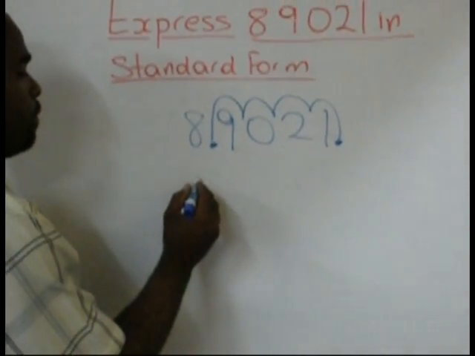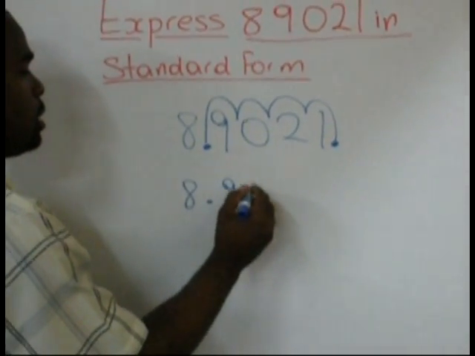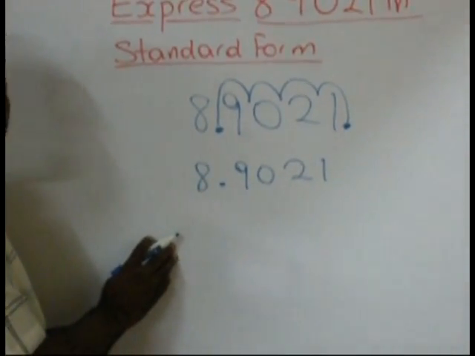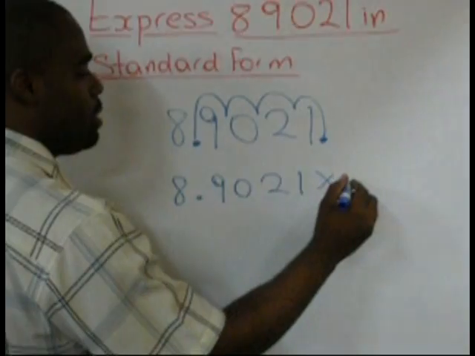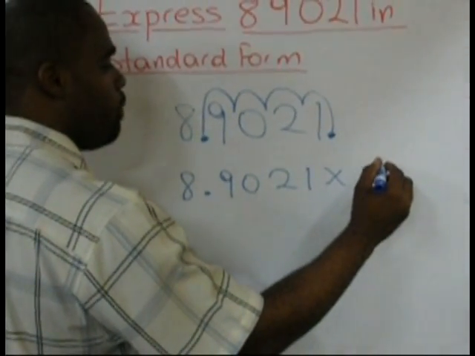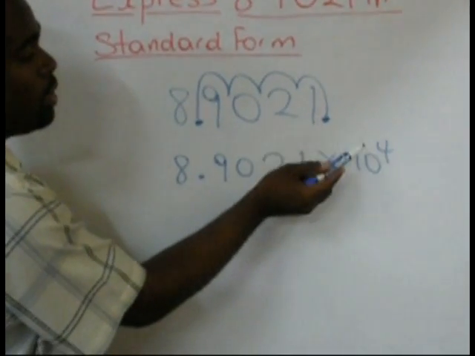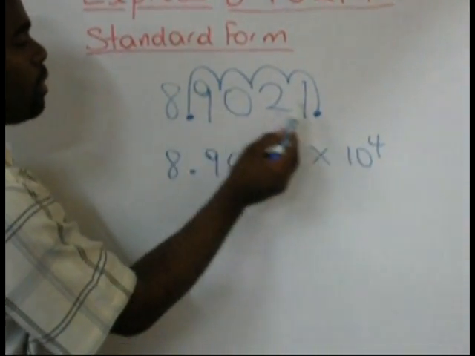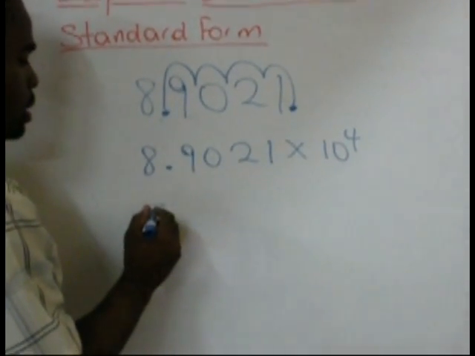And then now we have 8.9021. Then now we are going to multiply this number times 10 to the power of what? 4. How we got this 4? This 4 is the number of times I have moved this point to get here.